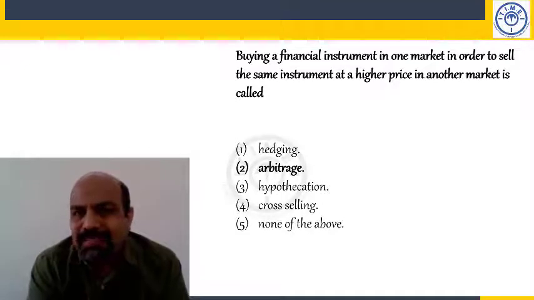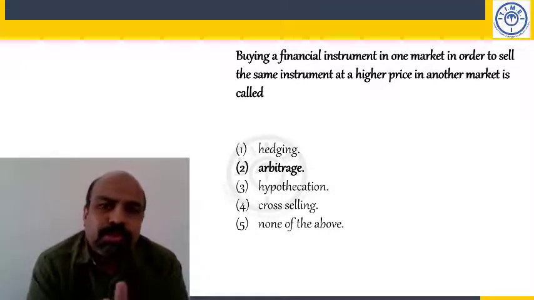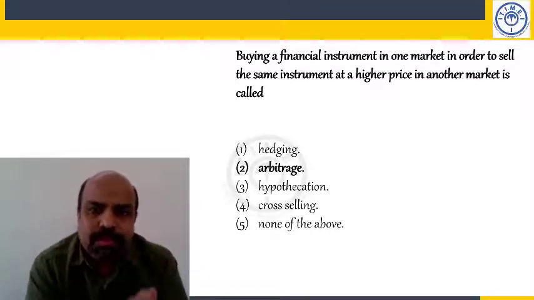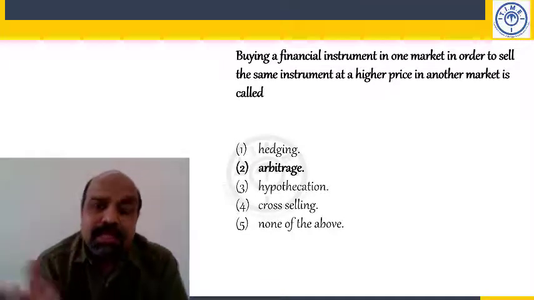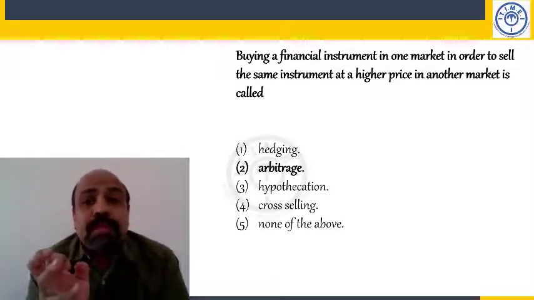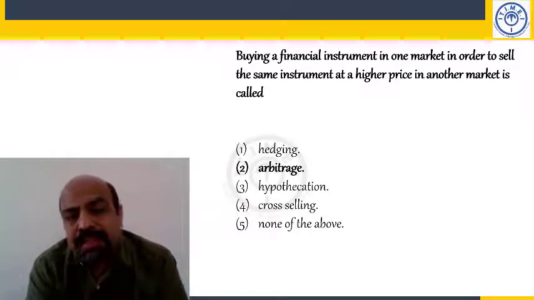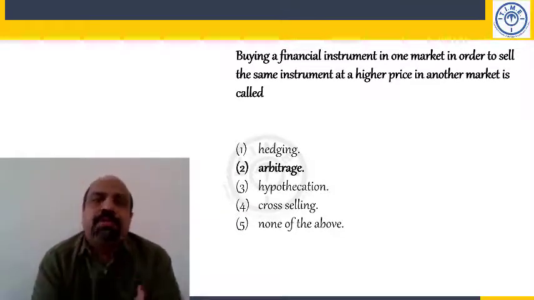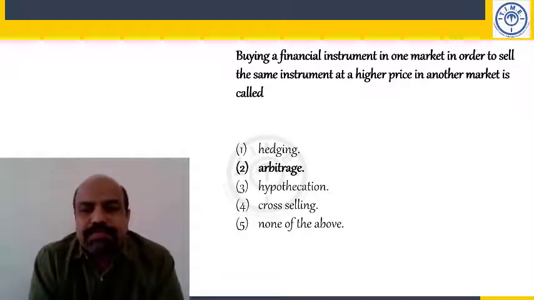In practice, the asset is allowed to be used by the borrower. The borrower is allowed to use the asset, but in theory, the asset should be with the lender.